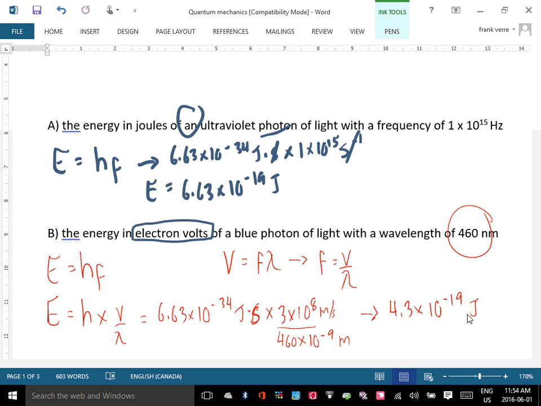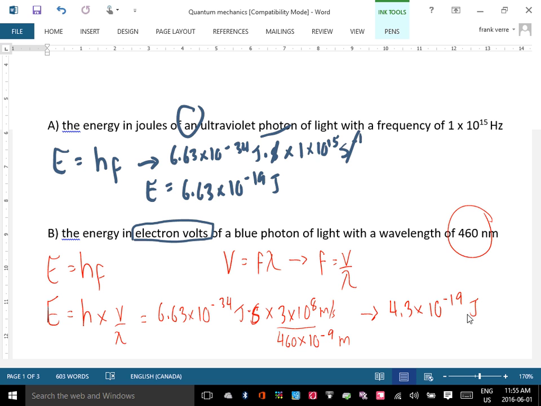So they're saying that this particular photon of light will carry with it 4.3 times 10 to the negative 19 joules, just like an electron will carry with it a particular charge. One would carry that, then 2 would carry twice, 3 would carry 3 times. Now, the question asks for this to be converted into something called electron volts.